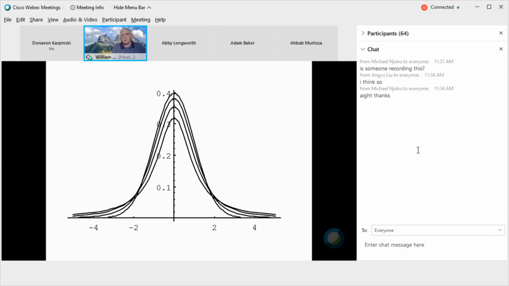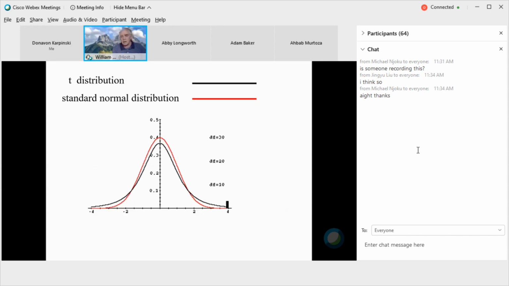There are some graphs of the t distribution. The one which is more spread out, has the heavier tails, has a low number of degrees of freedom. As you increase the degrees of freedom, the t distribution approaches the standard normal. On here, we've got degrees of freedom. The black distribution is the t distribution. The red is the standard normal. So when degrees of freedom is 30 or higher, the t distribution is essentially the same as the standard normal.